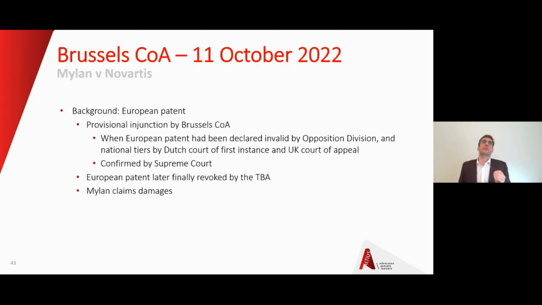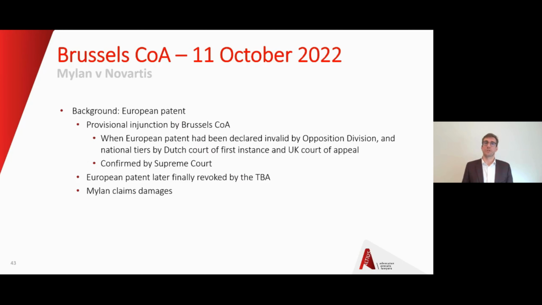Now, let us look into the Brussels Court of Appeal decision of 2022, because it's the most recent decision by one of the highest courts in Belgium, and in any event, in patent cases, the exclusively competent Court of Appeal in Belgium. And in this case, as I said before, there was a European patent. A provisional injunction was granted by the Brussels Court of Appeal itself at the time that the European patent had been declared invalid by the opposition division, and that national tiers had been invalidated by the Dutch Court of First Instance and the UK Court of Appeal.